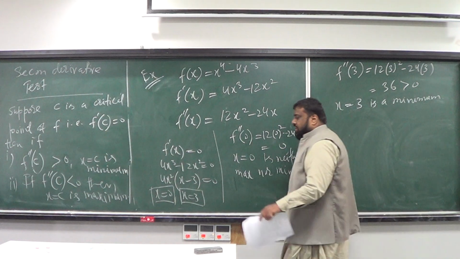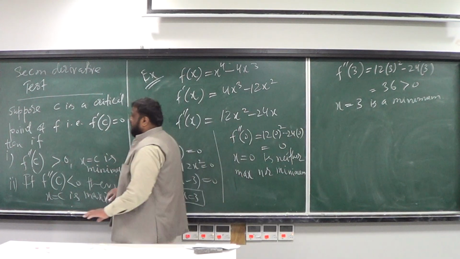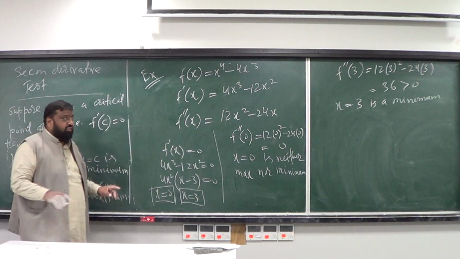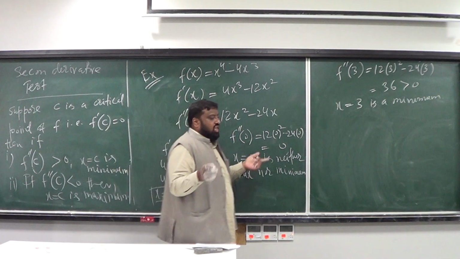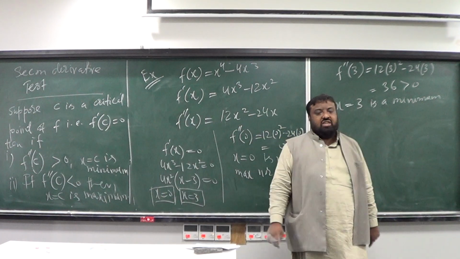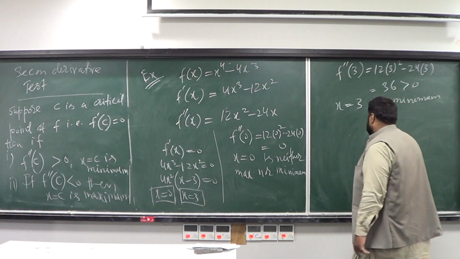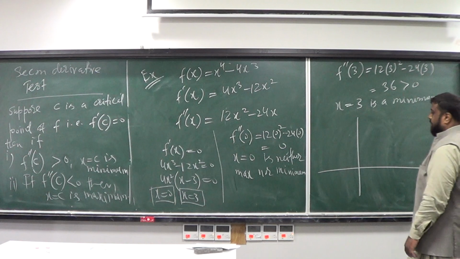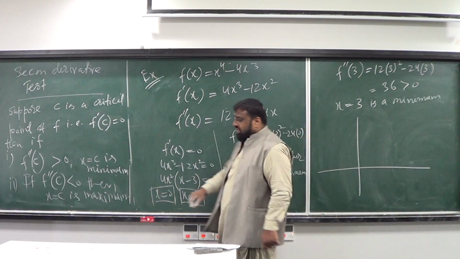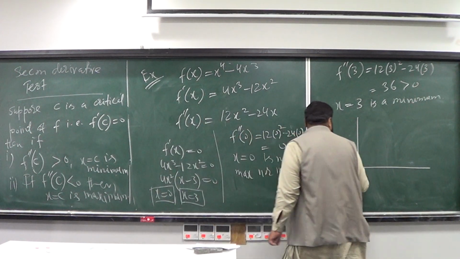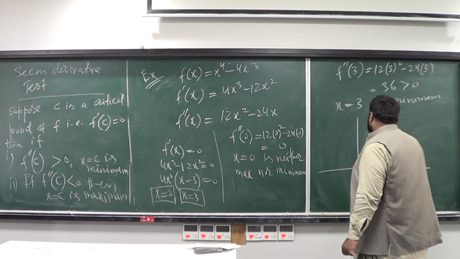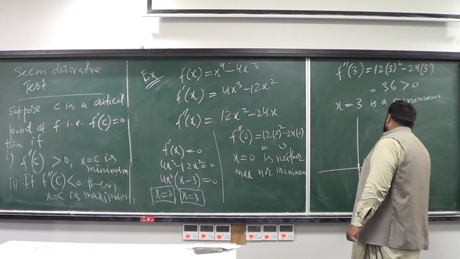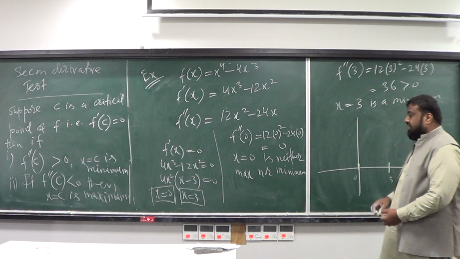Now the next thing that I would like to do is make a sketch of this curve. And if you want to make the sketch of this curve, you have to check for the concavity. So here is the thing. Take your critical points. So where are your critical points? One critical point is x equal to 0, and the other critical point is x equal to 3. So this is 3 and this is 0.